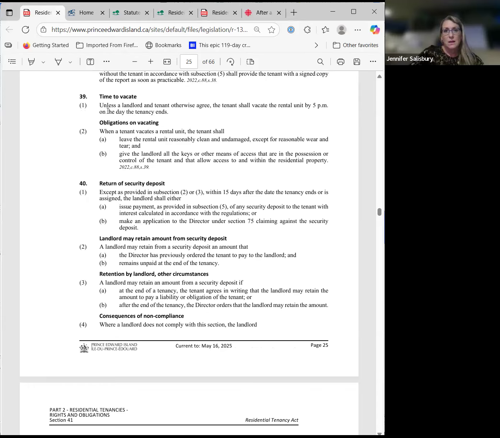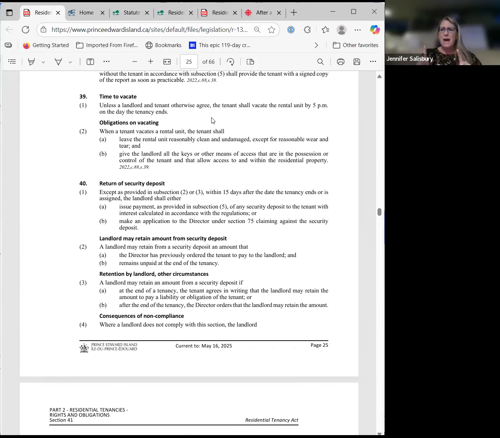Obligations. Let's see. Unless the landlord and tenant agree otherwise, the tenant shall vacate the rental unit by 5 p.m. on the day the tenancy ends. Something interesting happens in BC. The last day of the month, the tenant has to be out by 1 p.m., but the move-in doesn't happen until the next day on the 1st.